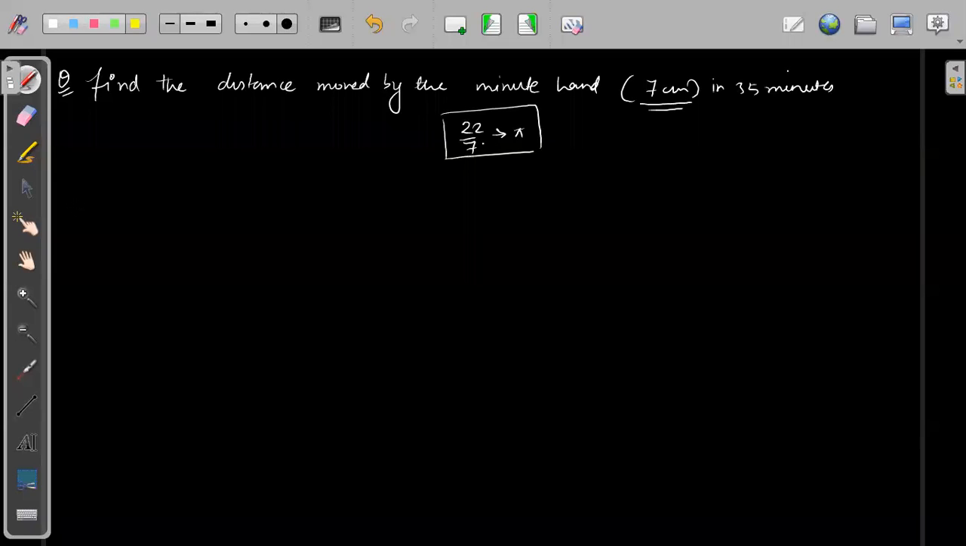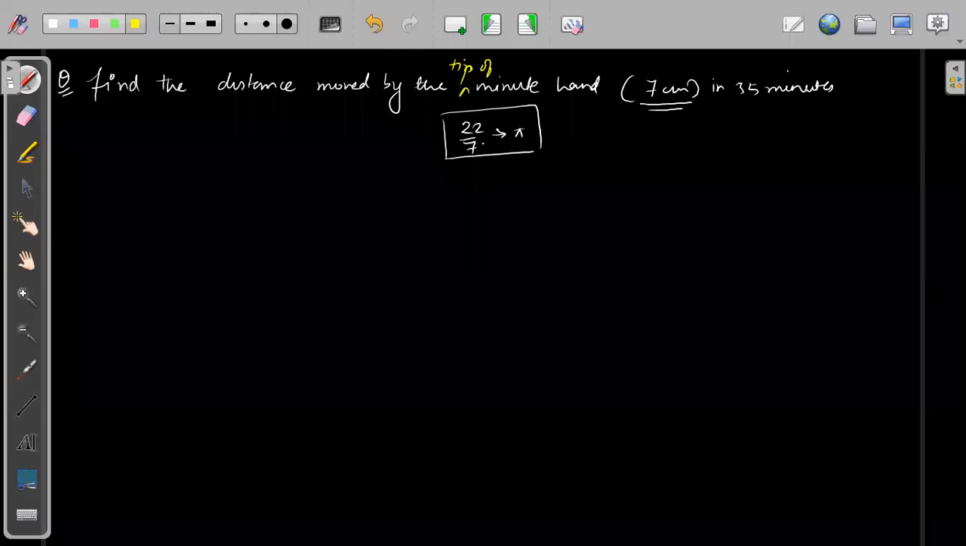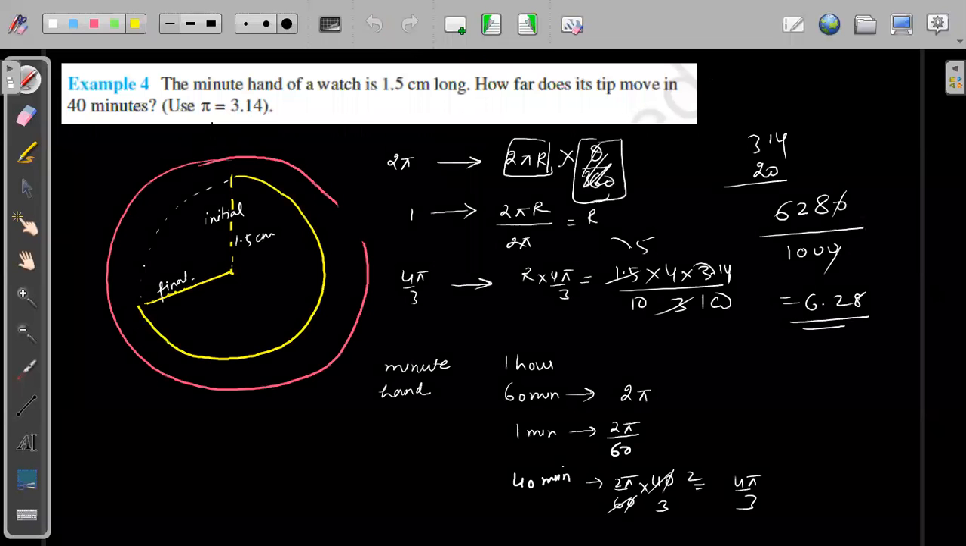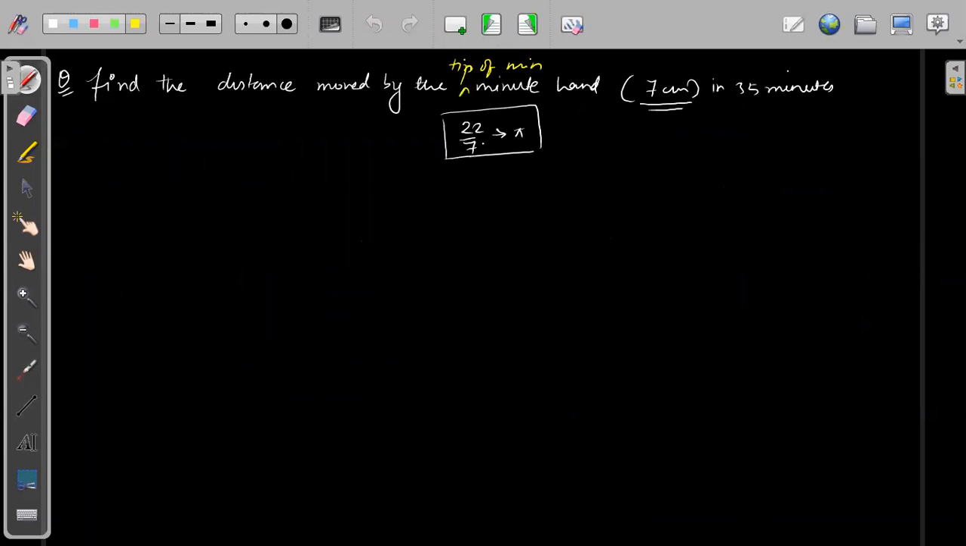Actually, different points on the minute hand move different distances, right? Different points on the minute hand will move different lengths. But here, what we are asking is the distance moved by the tip. You can say the tip of the minute hand. Similar to the previous one. Minute hand, how far? Tip. I'm asking for the tip of the minute hand. So find the distance moved by this in 35 minutes.